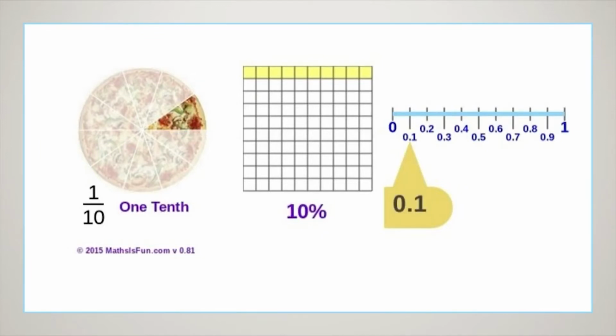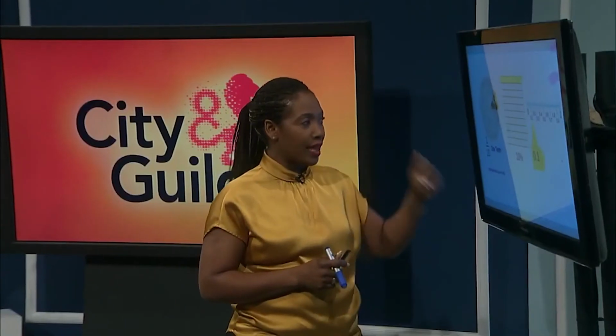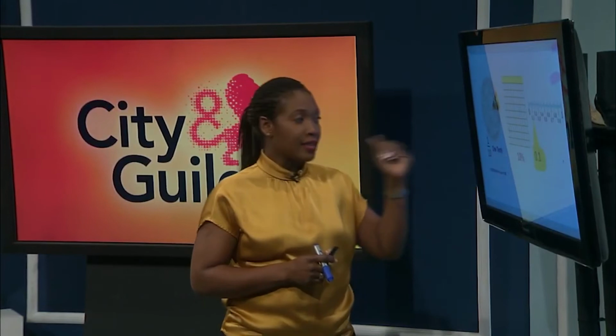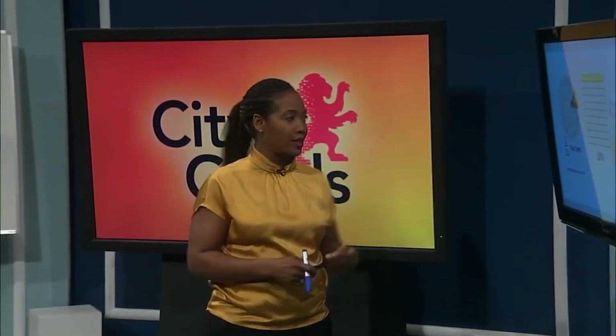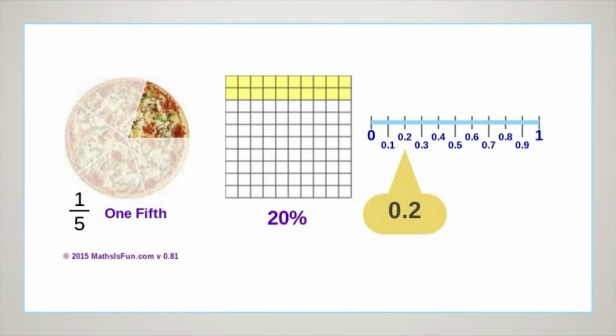And if you look at the number line, you can see that it is 0.1, which is 1/10. So what would have happened here? Between 0 and 1, they have divided it into 10 equal parts. And the first part would be 1/10, which is the same as 0.1. All right. Here we go with 1/5.